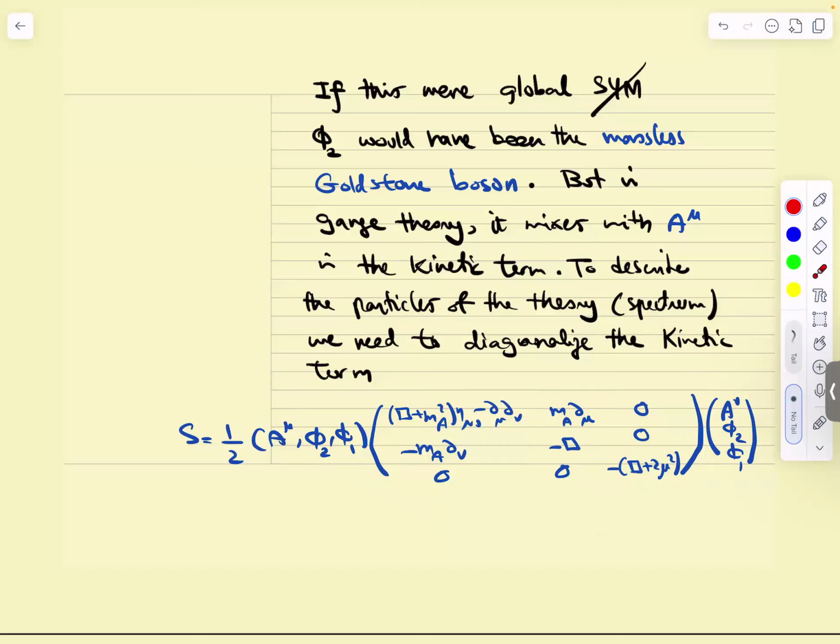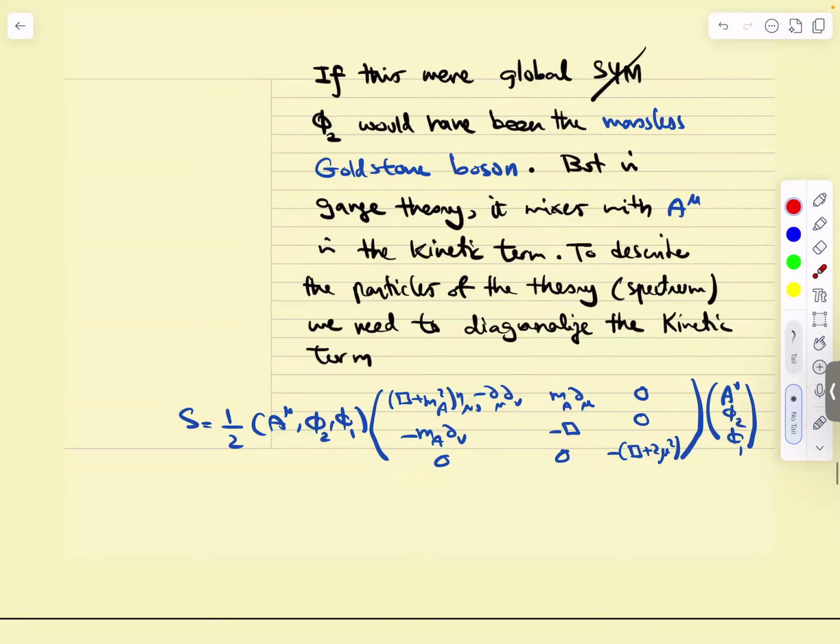So once you do spontaneous symmetry breaking, these are no longer your degrees of freedom. Remember, every time we do spontaneous symmetry breaking, you have new effective degrees of freedom. Right? You have to diagonalize this matrix and you'll see your degrees of freedom.